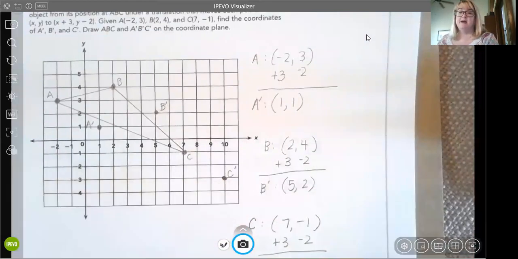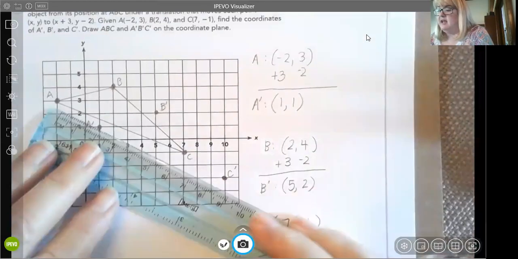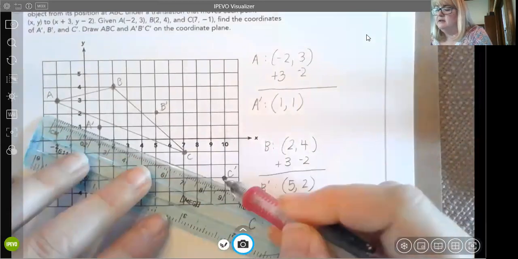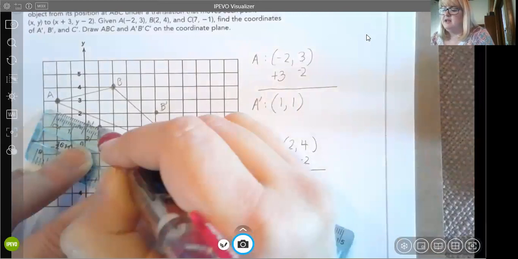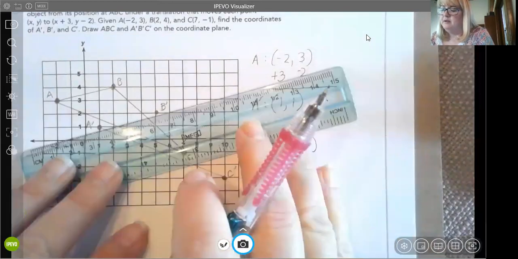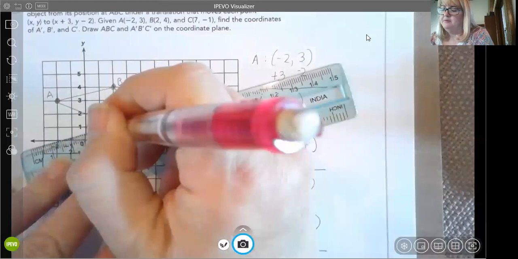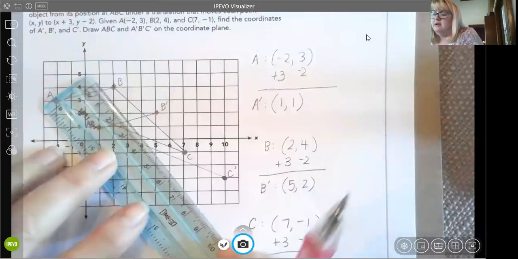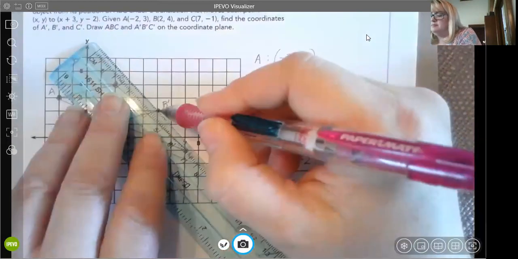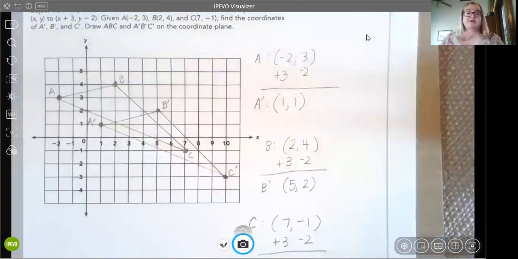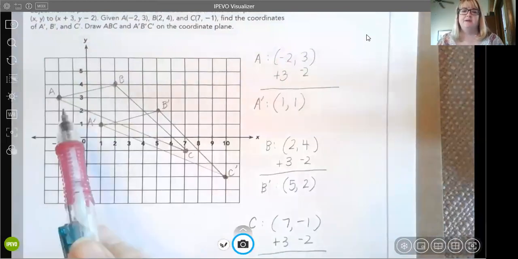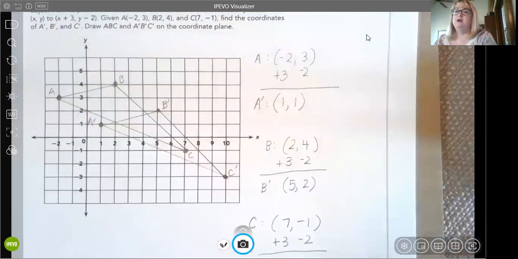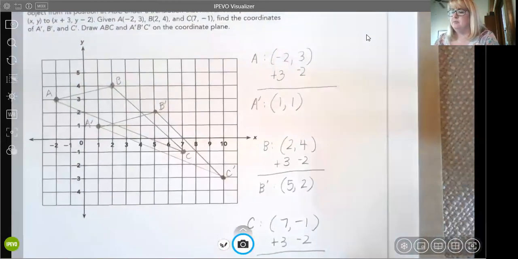Then I need to take my straight edge and connect to make the triangle. Back to C prime to A prime, to B prime, and then B prime back to C prime. Okay, so as you can tell, they're kind of on top of each other, but ABC was our original. A prime, B prime, C prime is our translated triangle.